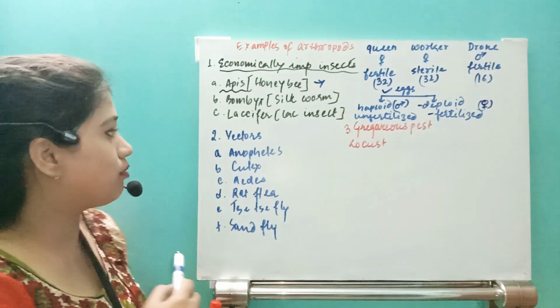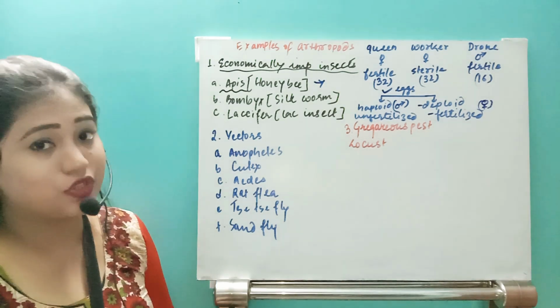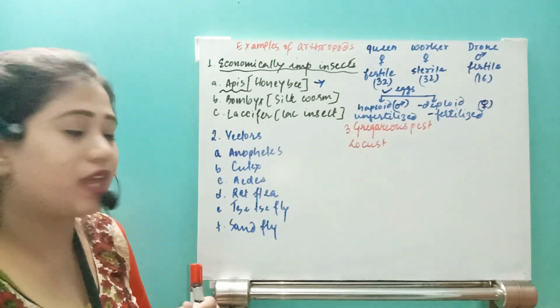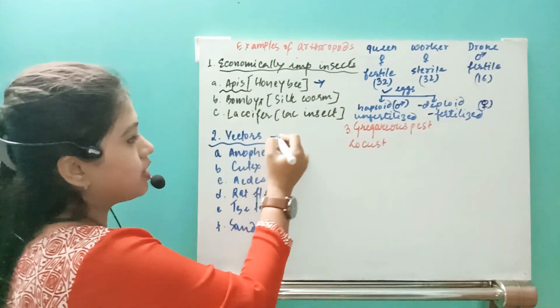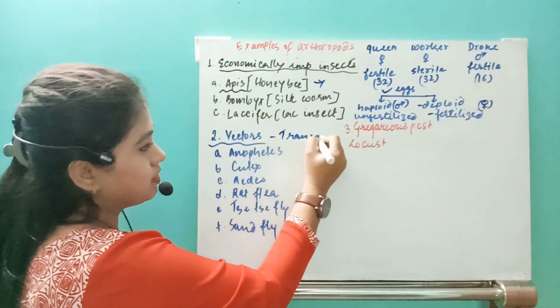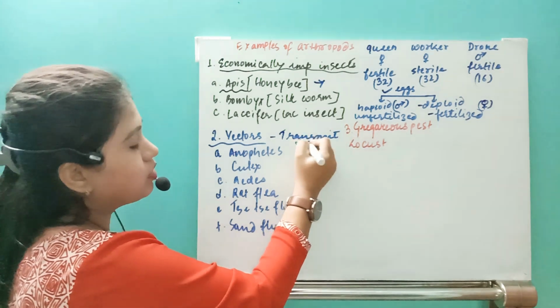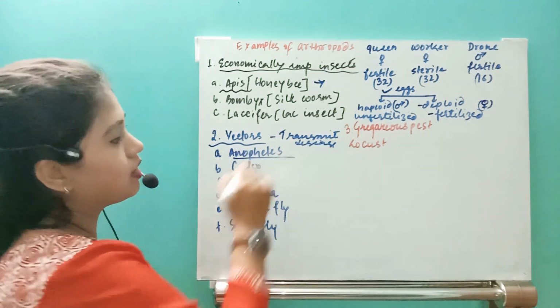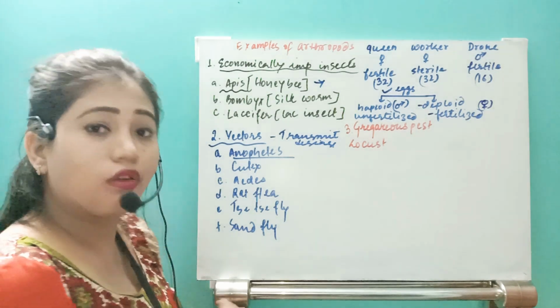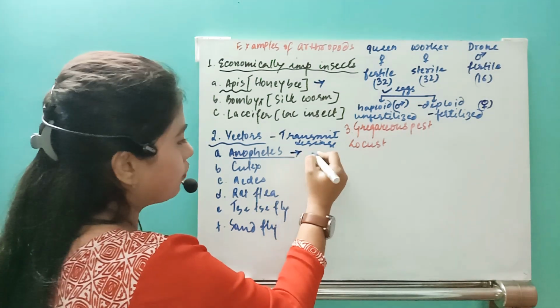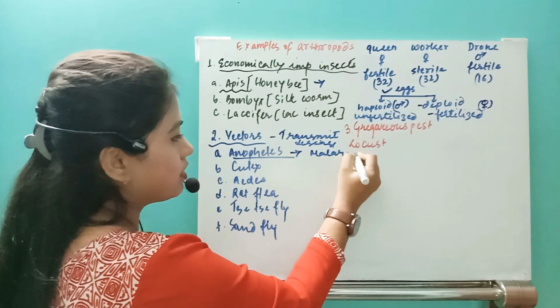Now after that, come to the other organisms which are vectors, which can cause or transmit disease. So vectors actually transmit disease. Okay, so what are those organisms? See, first one, the female Anopheles mosquito, what can it transmit? All of us know this is malaria, isn't it?